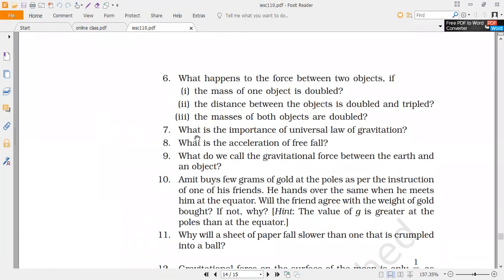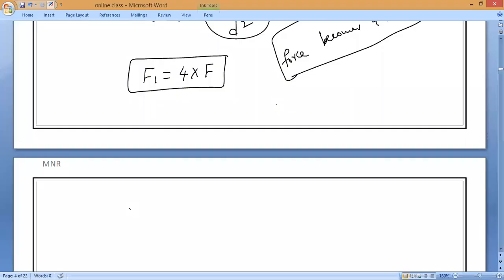Next, 7th question. Very important. 8th question. All of you read the 8th question. What is the acceleration of free fall? Right, I will say the answer. Harish Jairaj, can you say the answer? What is the acceleration of free fall? Very important question. 8th question.